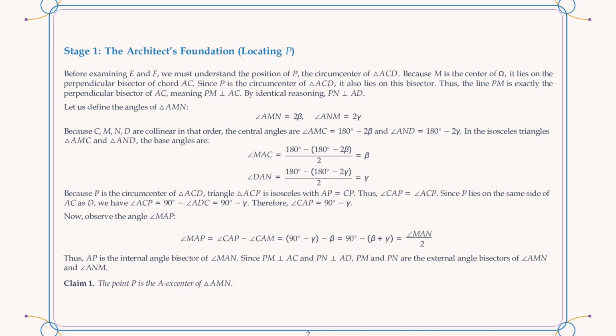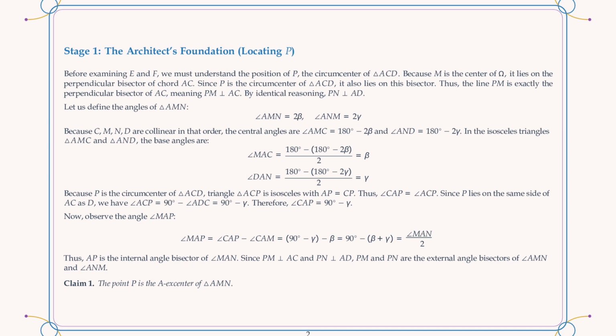By identical reasoning, PN is perpendicular to AD. Let us define the angles of triangle AMN. Angle AMN equals 2 beta, and angle ANM equals 2 gamma. Because C, M, N, D are collinear in that order, the central angles are angle AMC equals 180 degrees minus 2 beta, and angle AND equals 180 degrees minus 2 gamma. In the isosceles triangles AMC and AND, the base angles are angle MAC equals beta, and angle DAN equals gamma.